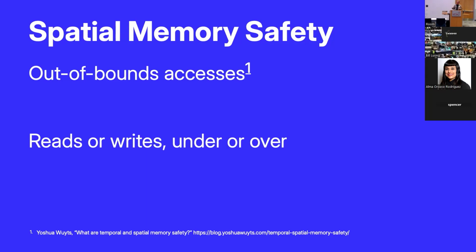accesses, buffer overflows. Joshua Weitz, who's a person in the Rust programming language community, has a nice blog post that kind of breaks down the difference between spatial and temporal memory safety. Within a buffer overflow, you can talk about whether you are reading or writing outside of the bounds of a buffer, or if you're going over or under, so which side of the buffer you are going past. But at any rate, when we're talking about spatial memory safety, that's what we're talking about.